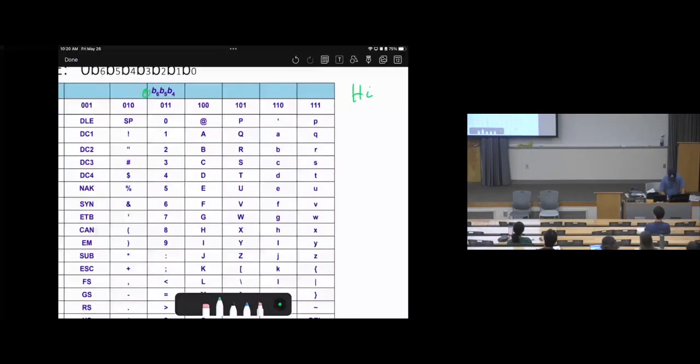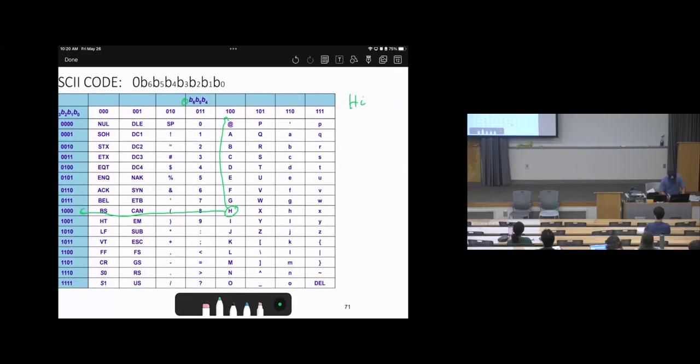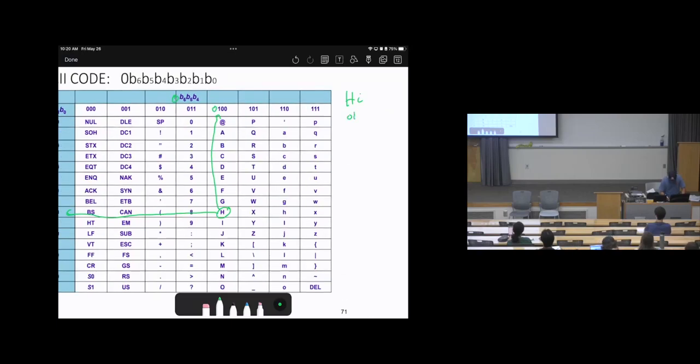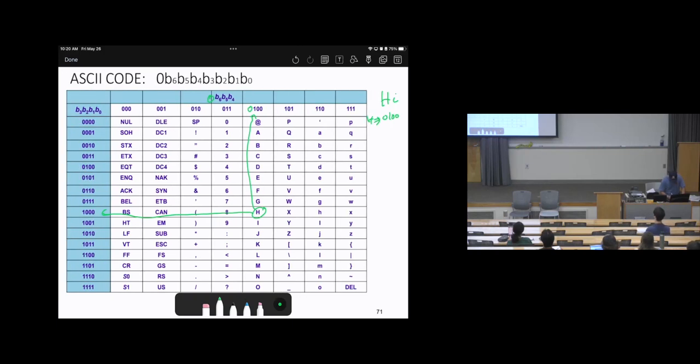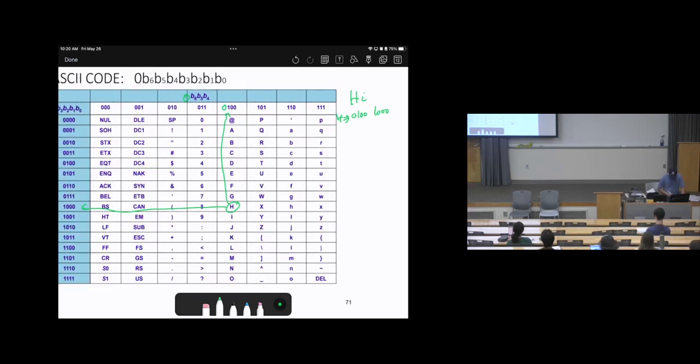H is what? Uppercase. Let's look at the H uppercase. H is located here and here. Then H will be, don't forget to put the leading 0, because here it should be 4 bits. So it will be 0, 1, 0, 0. This is for letter H. Then don't forget the other part, which is 1, 0, 0, 0.